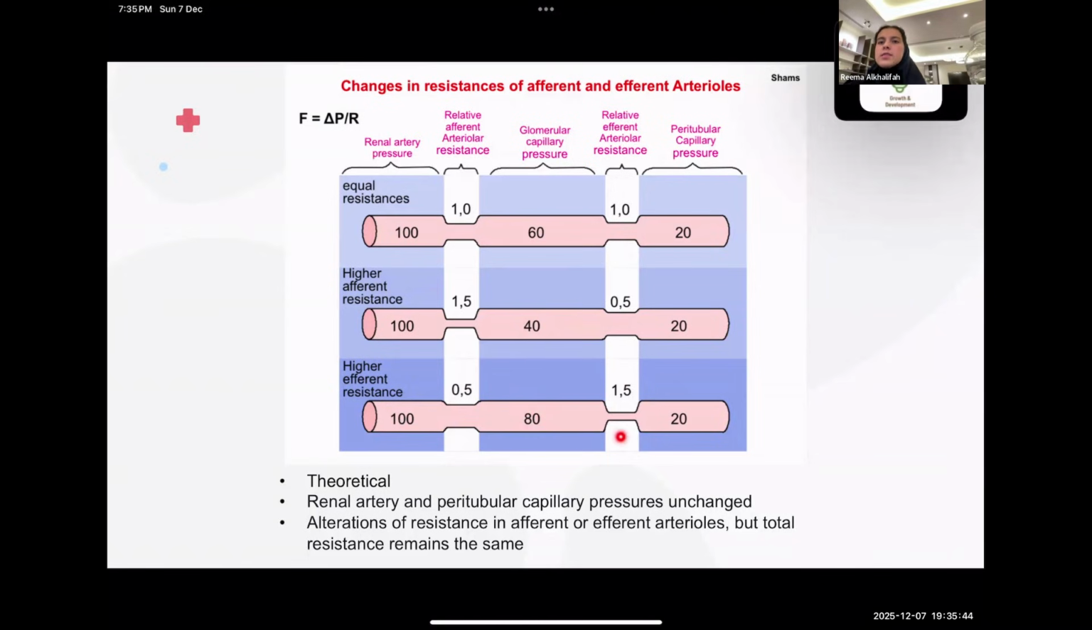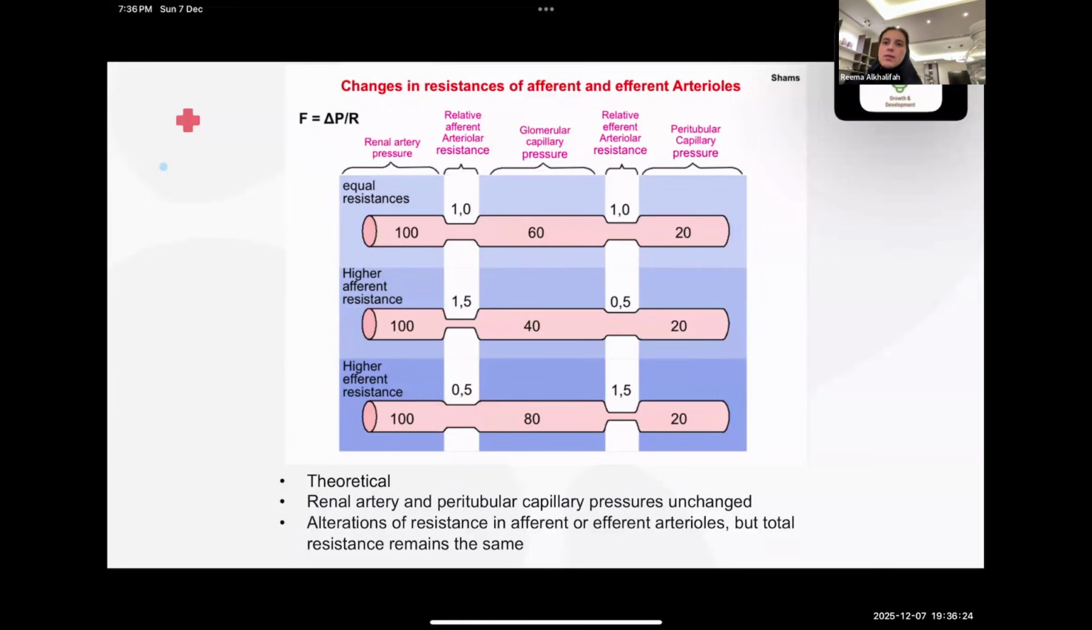Now we're going to apply this to this equation over here. The flow rate equals the change in pressure over resistance. Now the change in pressure, they're referring to the pressure between the renal artery and the peritubular capillary pressures. They're unchanged, so the difference is still the same. It's 80. Now what we changed is the resistance. So resistance increases, flow rate decreases. They're inversely proportional. Because here the resistance increases, lumen is less, less blood flow is going in, so the flow rate decreases. The opposite happens here.